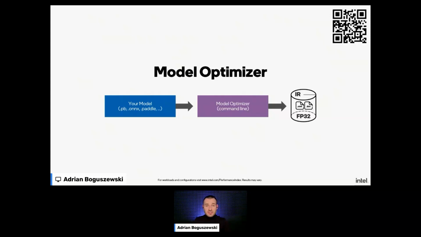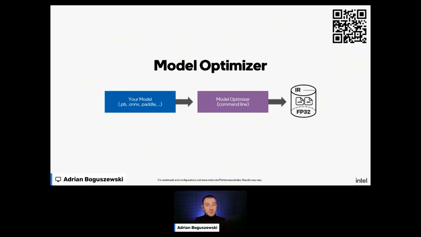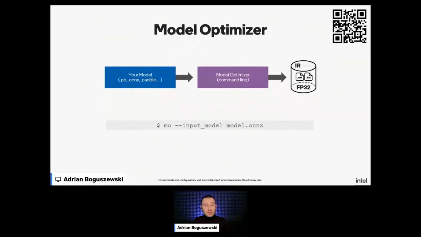How to use Model Optimizer? There are two ways now. The first way is using MO command line tool and provide some parameters, especially one parameter, path to your model. If you additionally would like to compress weights to floating point 16, you just need to add compress to FP16 flag.